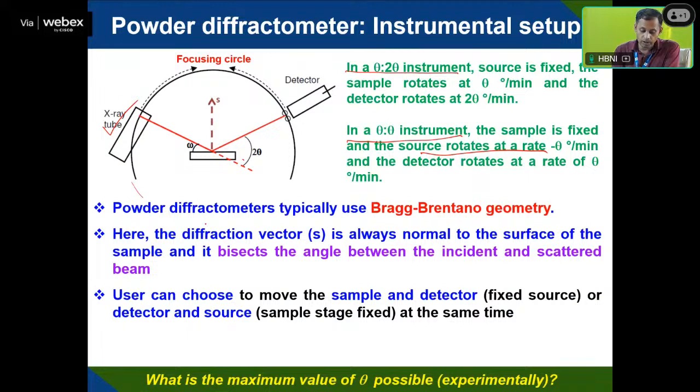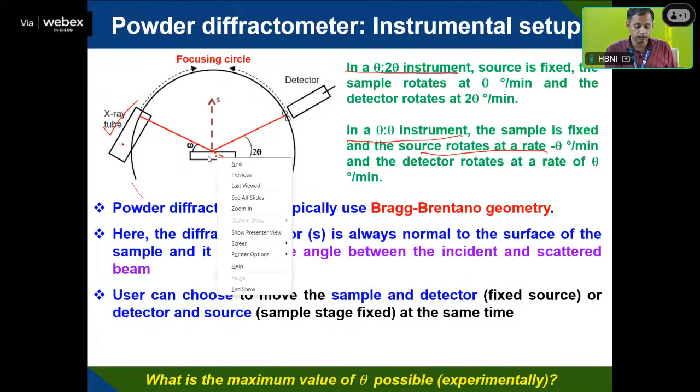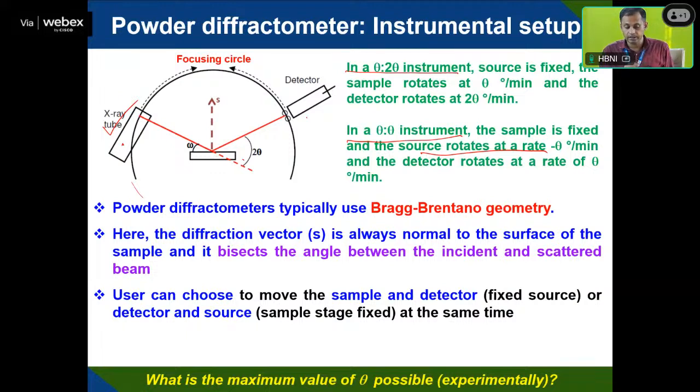So the powder diffractometer typically uses this geometry where the X-ray tube, the sample and the detector lie on a circle, which is called Bragg-Brentano geometry. Here the diffraction vector S, you can see here, is the normal to this surface and bisects the angle between the incident and scattered beam. The user can choose to move the sample and the detector with a fixed source, or the source and detector with the sample fixed at the center. Either way you can choose, and you get the XRD patterns.